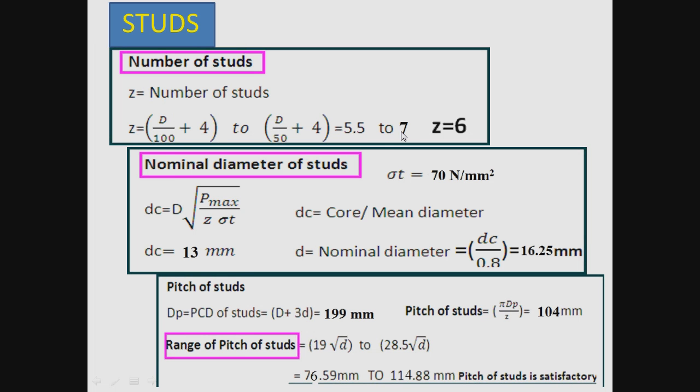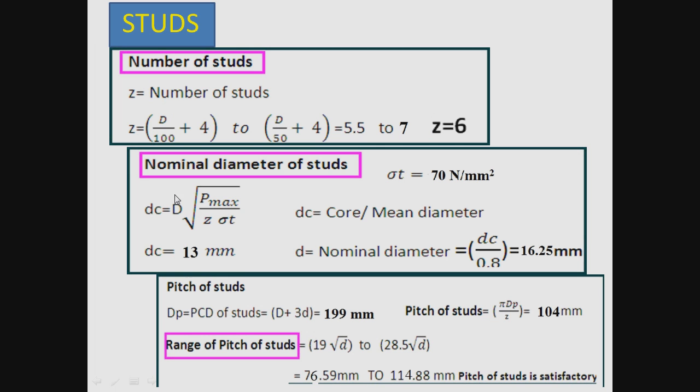So whatever the number of studs, it should be between 5.5 and 7. Normally we take an in-between value, and it should also be a whole number because it is the number of studs. So here we can take it as 6, Z is equal to 6.